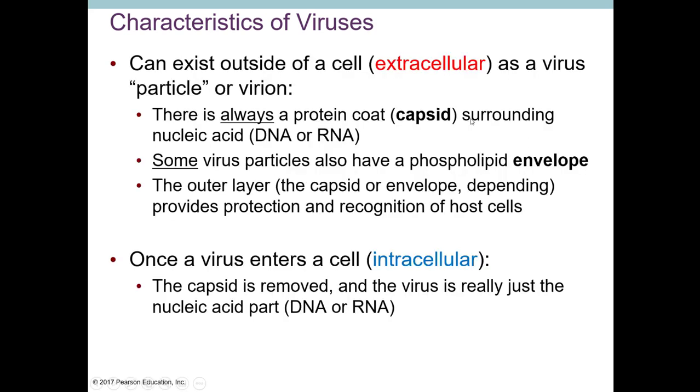So in the extracellular state, we call the virus a particle, a viral particle, or a virion. You pronounce that virion, V-I-R-I-O-N. Now all viruses have a protein coat surrounding their chromosome, which is made up of DNA or RNA. The protein coat is called the capsid.